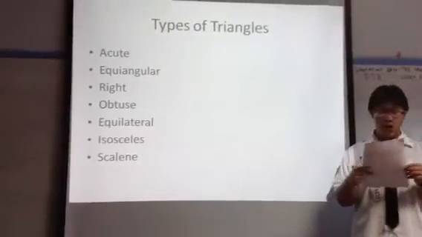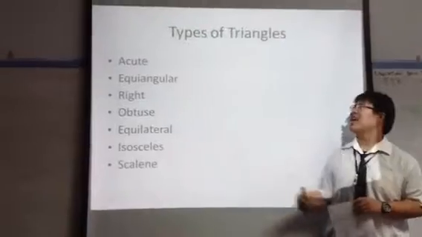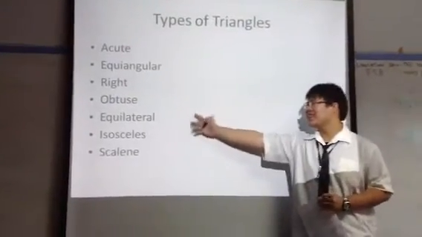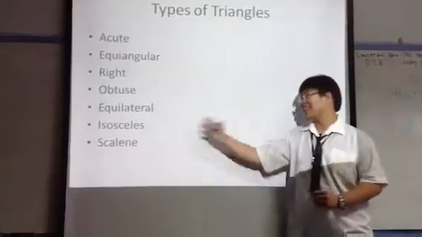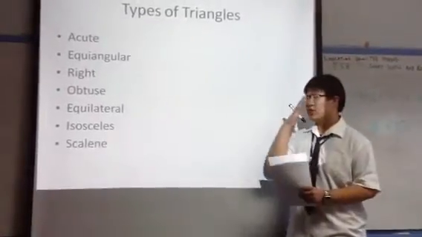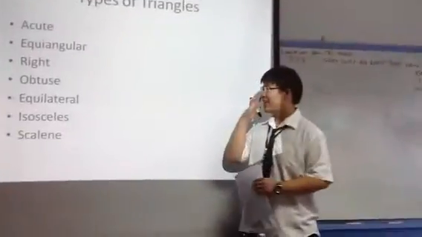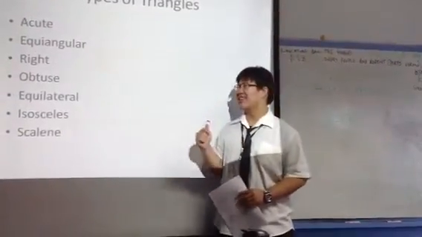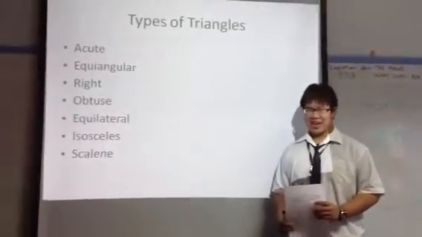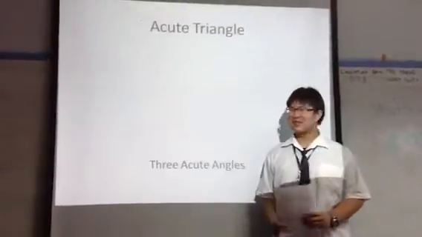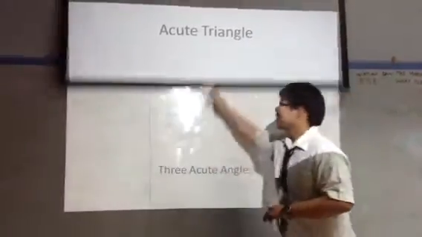Okay, so let's go over the types of triangles at first. Of course, we have acute, equiangular, right, obtuse, equilateral, isosceles, and scalene. I'm sure you've heard these terms before, but I'm going to go into more detail as much as possible. I'm not very good on camera.